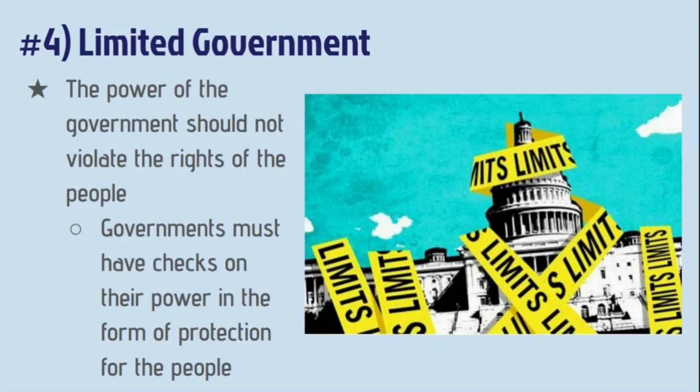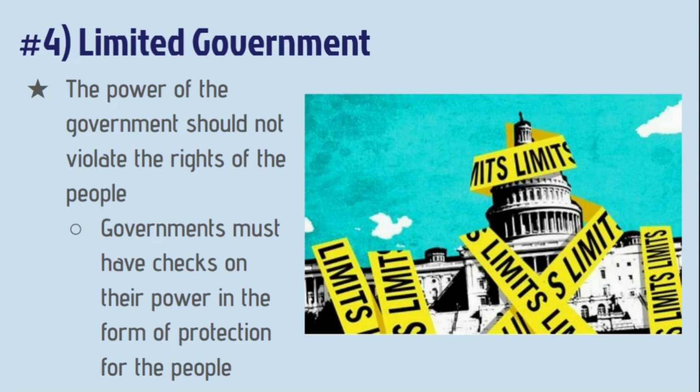So to wrap up with our last couple of principles of the Constitution here, principle number 4 is the idea of limited government. I think this is probably one of the easiest to immediately understand, but also the hardest to find actual examples of or to understand in practice. But the idea of limited government is exactly what it sounds like. It's that the power of the government should not violate the rights of the people. The government should have limits.